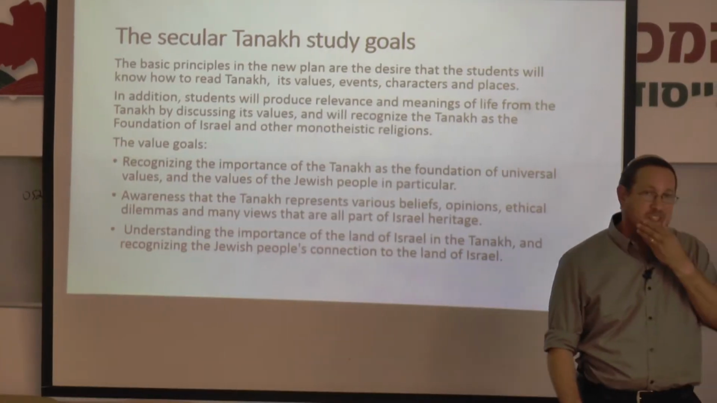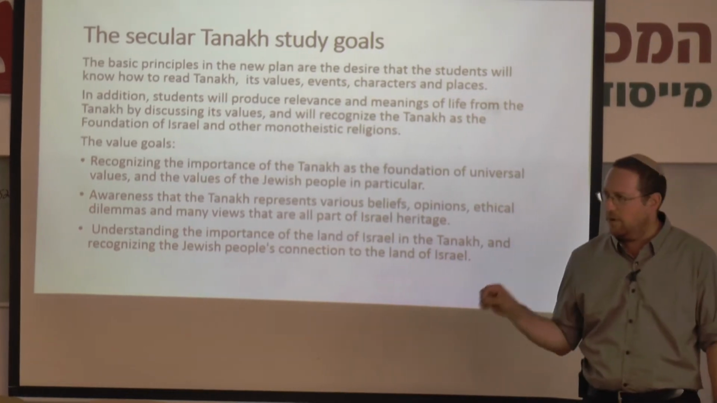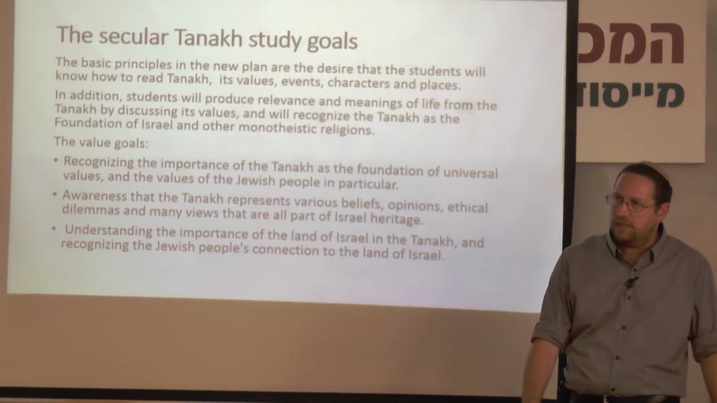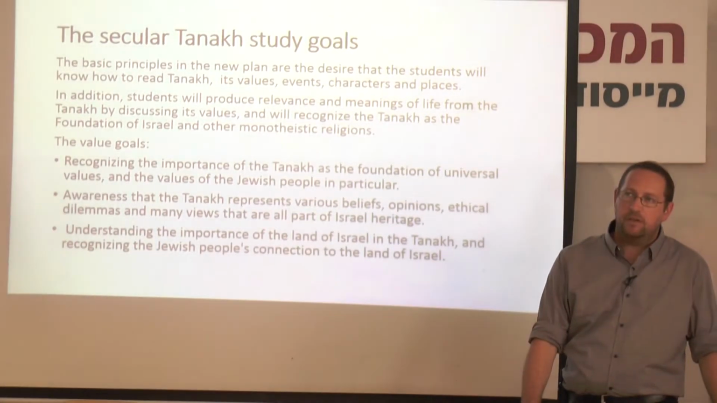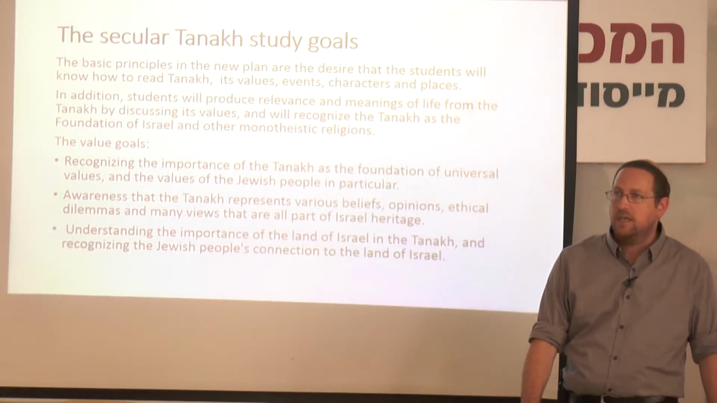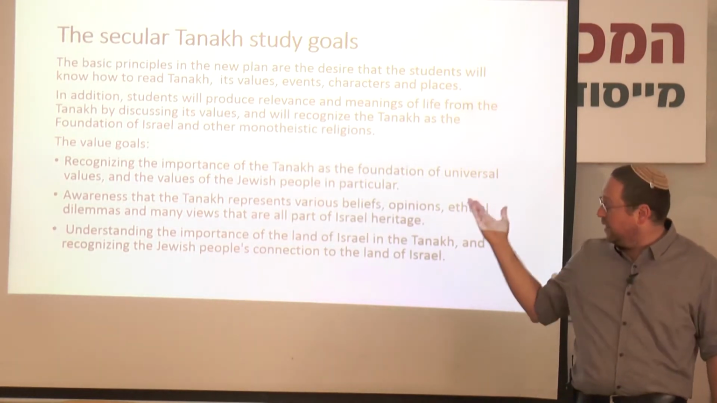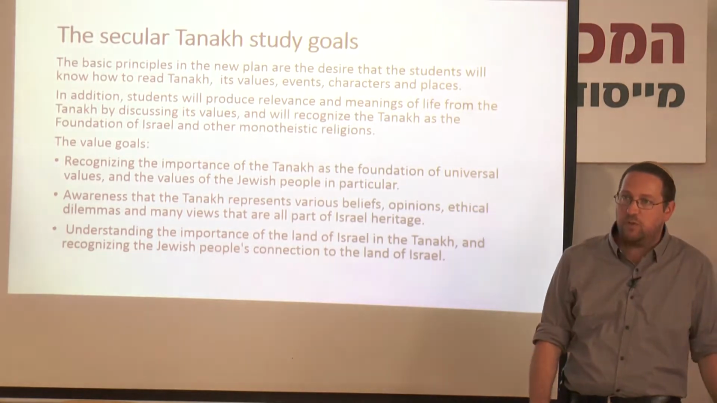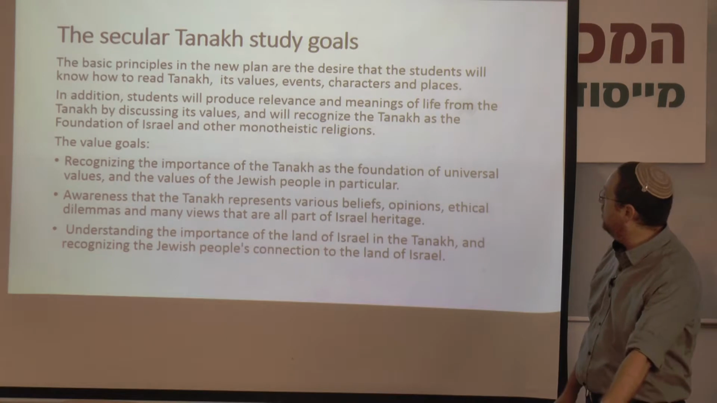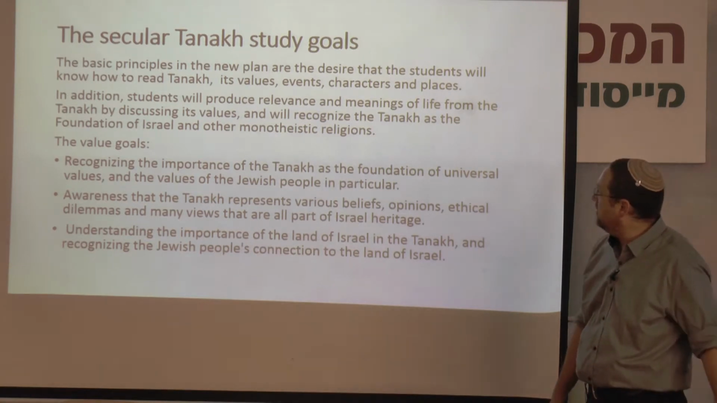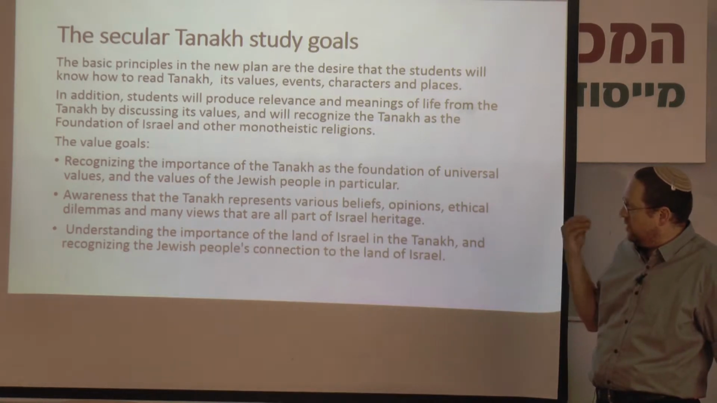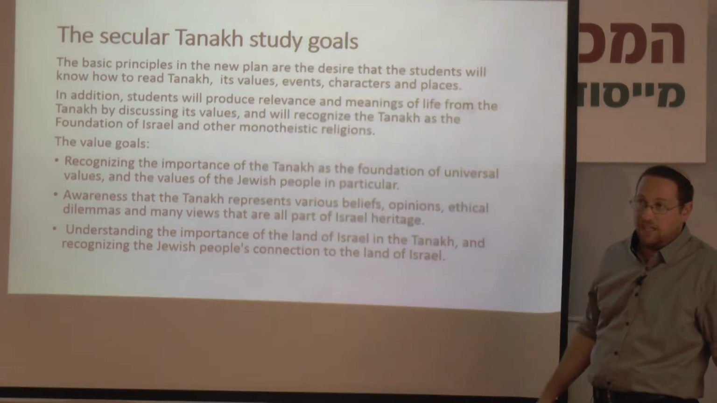The secular Tanakh study goals are different. Now I must say one thing about this. This is a new plan which just began 2 months ago, the Israeli secular Tanakh plan. It changed the plan which was in the schools for many years. Of course, you can see the language is not religious, because it's for secular schools. It does talk about relevance and values, but in a very different language than the religious language.